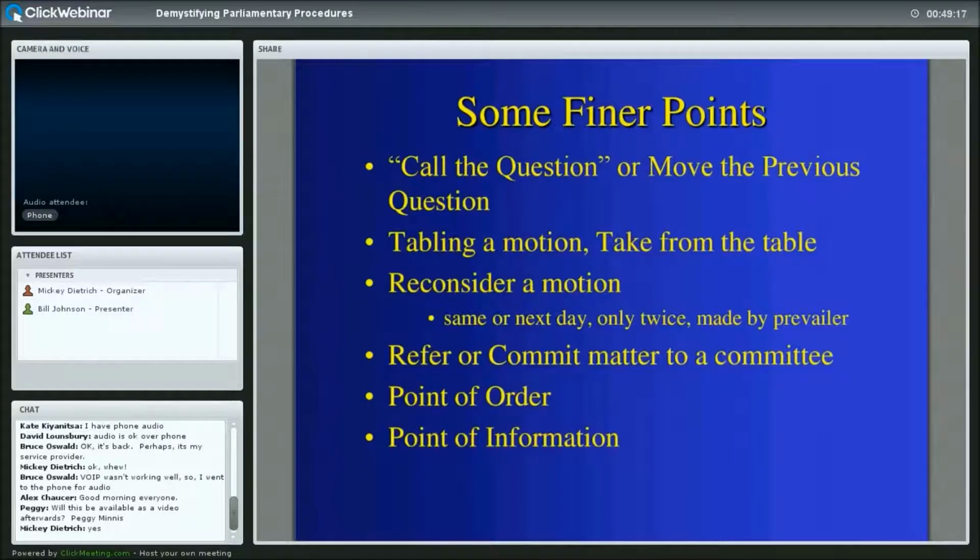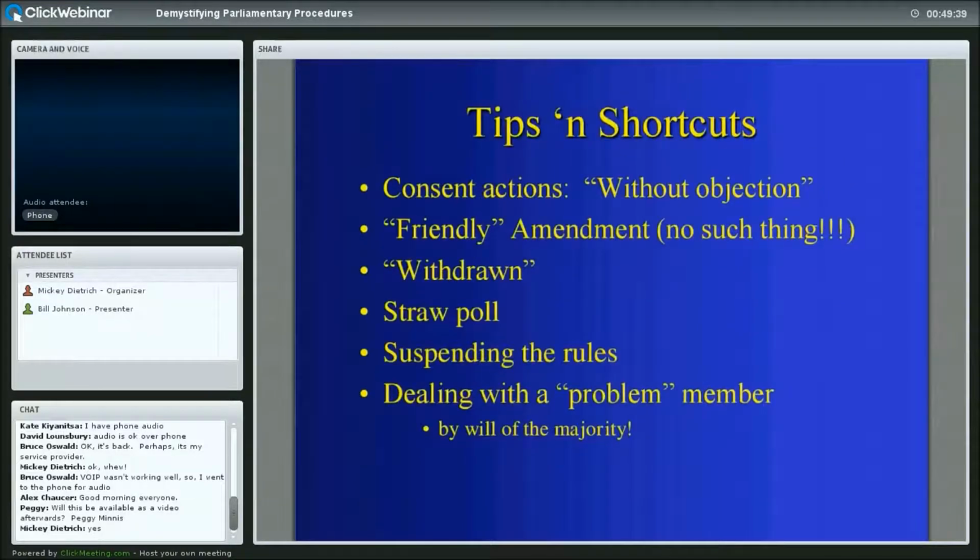And another thing is called a point of information. So if you're confused about, are we debating the amendment or are we debating the main thing? You can ask for a point of information and ask the presiding officer to please clarify what it is that you're working on. And that's a perfectly good thing to do, because if you're confused, good chance that other members are confused as well. So it's a good way to clarify that, is to raise a point of information.